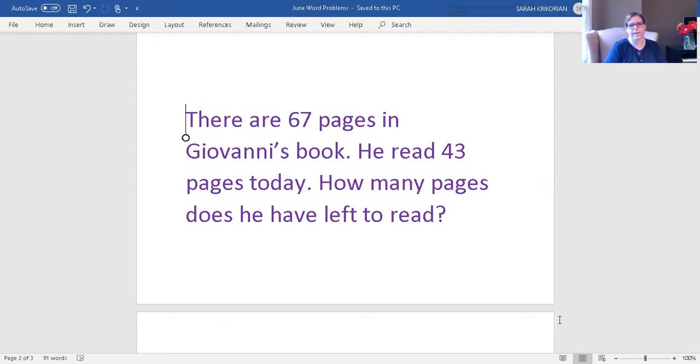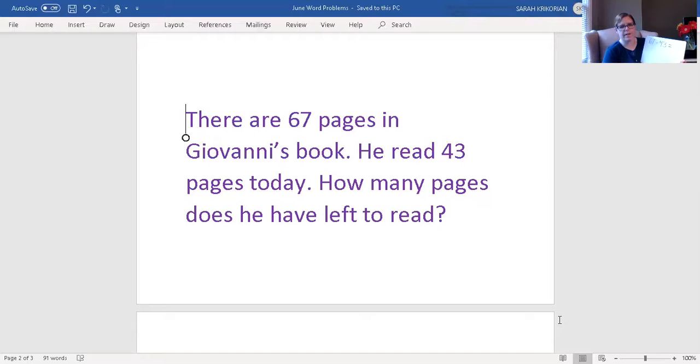So once again, I see that keyword there of left. So we know we're not adding all together. We're going to be taking away. We're going to be doing subtraction. So it looks like the numbers that we have to work with here are 67. It's one 2-digit number, and our other 2-digit number that we're taking away is 43.